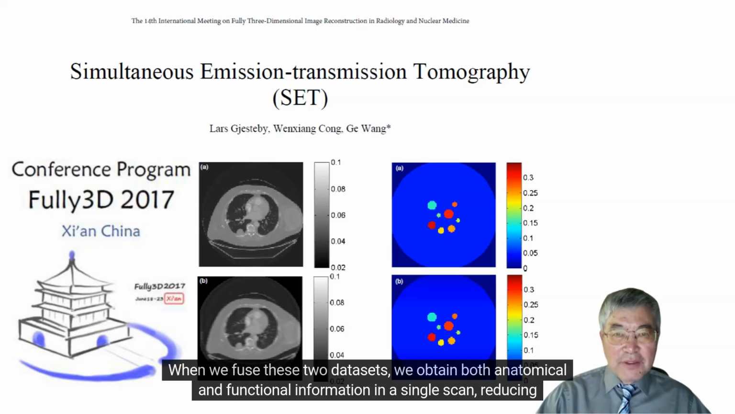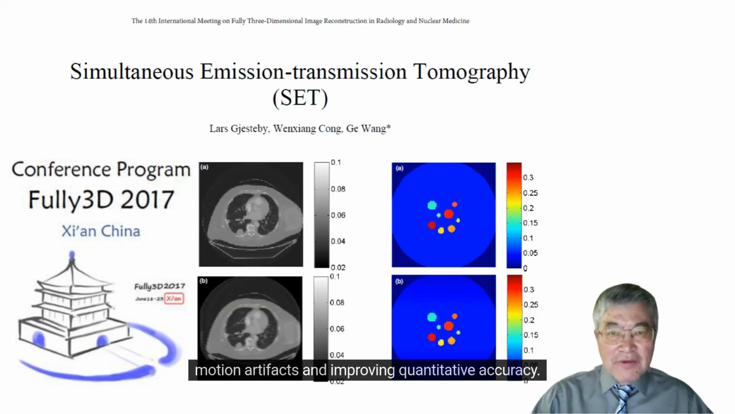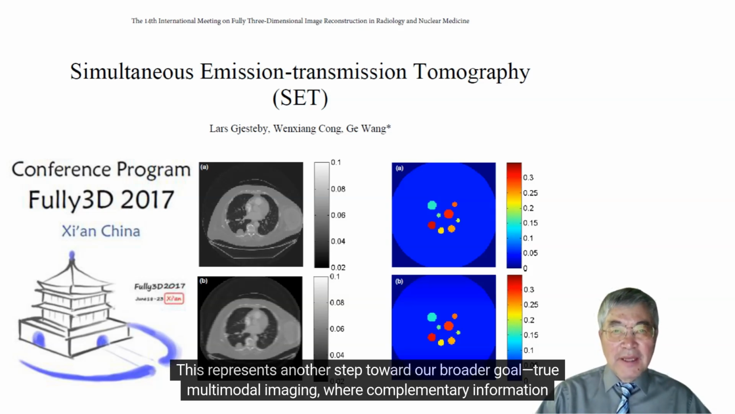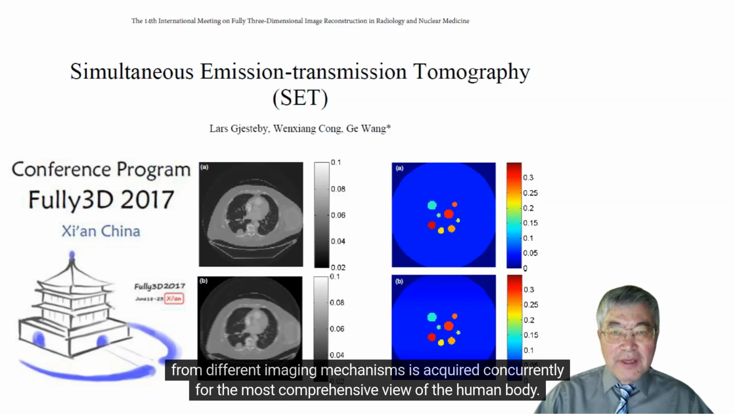When we fuse these two datasets, we obtain both anatomical and functional information in a single scan, reducing motion artifacts and improving quantitative accuracy. This represents another step toward our broader goal, true multimodal imaging, where complementary information from different imaging mechanisms is acquired concurrently for the most comprehensive view of the human body.